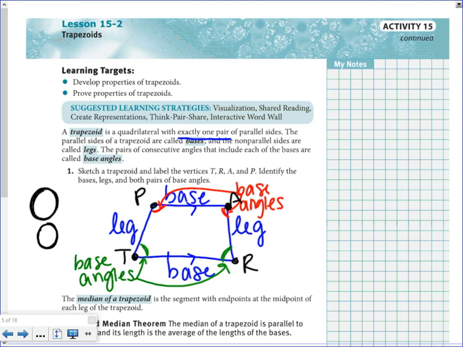So one thing to think about, do the bases always have to be horizontal when you're dealing with a trapezoid? And no, they don't. It could be turned any direction. So the bases do not have to be horizontal.